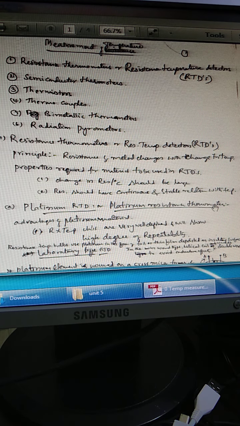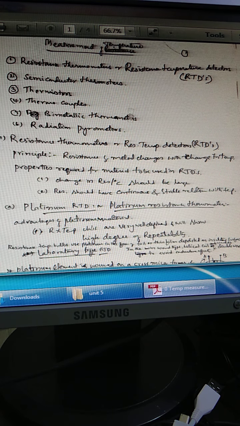In these resistance thermometers, they use the principle that whenever the temperature of the metal changes, its resistance changes. By measuring the change in resistance, we can estimate how much temperature is applied to the metal.